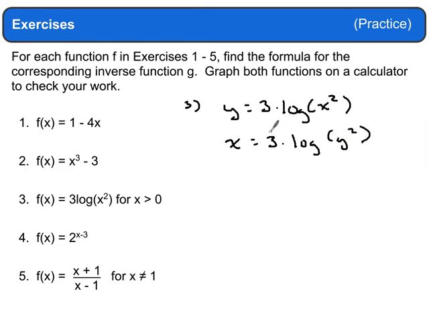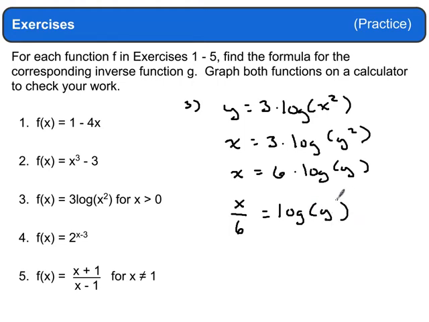To do that, first thing we'll do is take this 2 out and bring it to the front. This will make our life easier. So 2 times 3 is 6 with a log of y. We're going to take this 6 and divide it to the other side. So x divided by 6 is equal to log y. And to get rid of a log, we're going to take this base of 10 and scoop this up. So we get 10 to the x over 6 power equals y. That would be our inverse function.